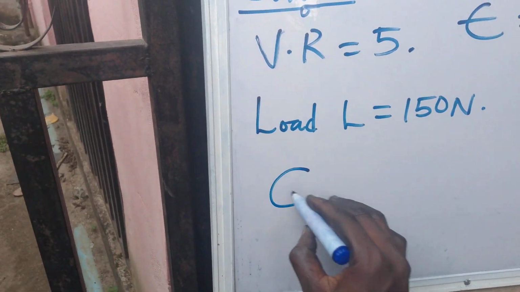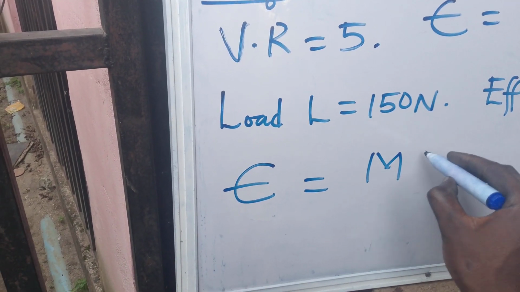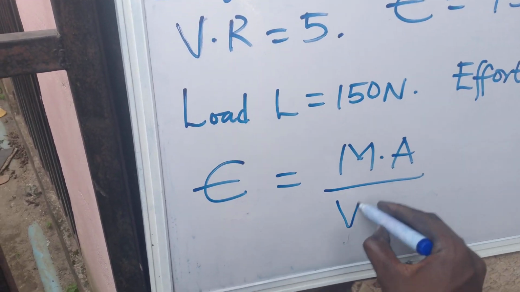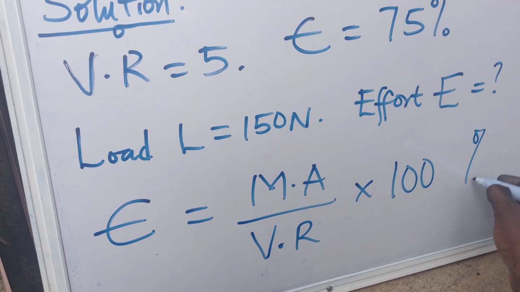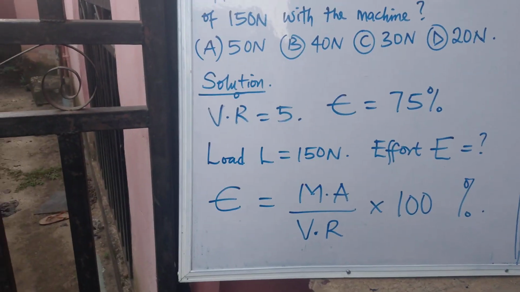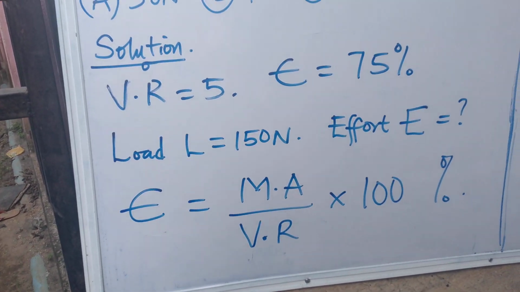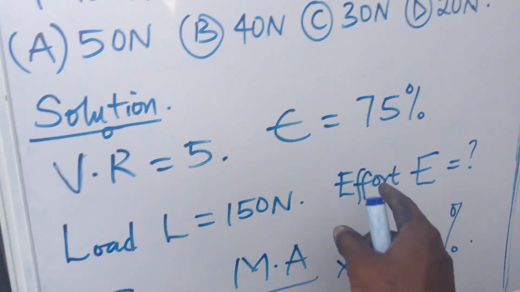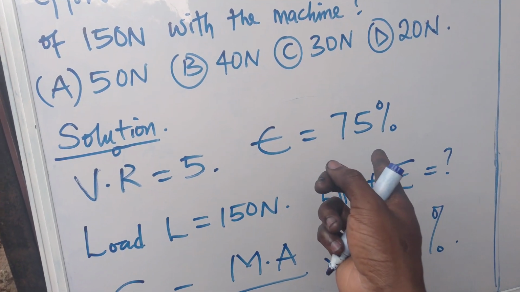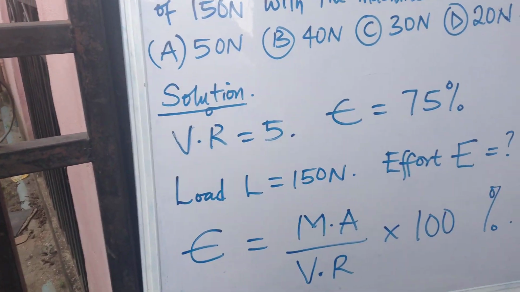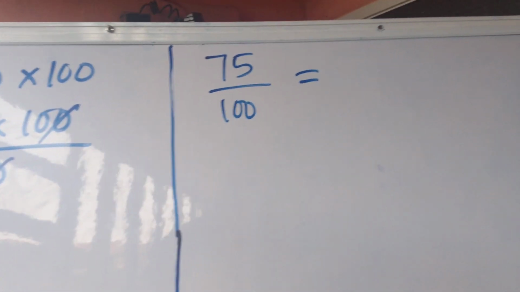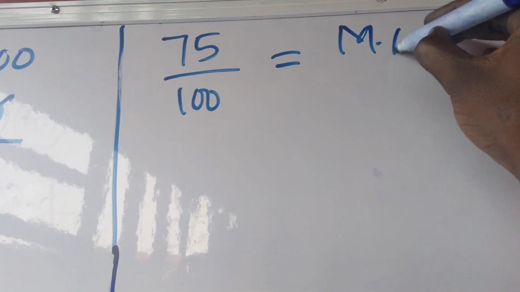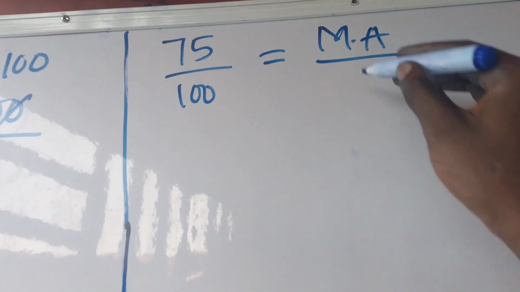We know that the formula for efficiency is mechanical advantage over velocity ratio times 100, measured in percentage. So we'll put the value of the efficiency there, 75%, converting to fraction is 75 over 100. So that will be 75 over 100 is equal to the mechanical advantage, which is unknown, divided by the velocity ratio, which was given to us as 5.